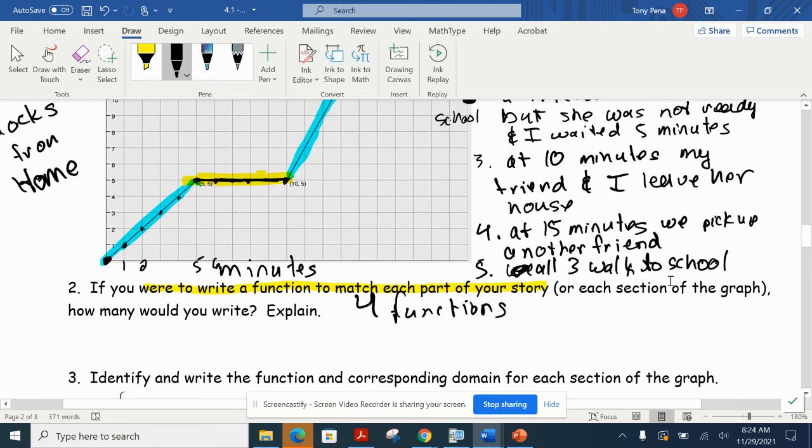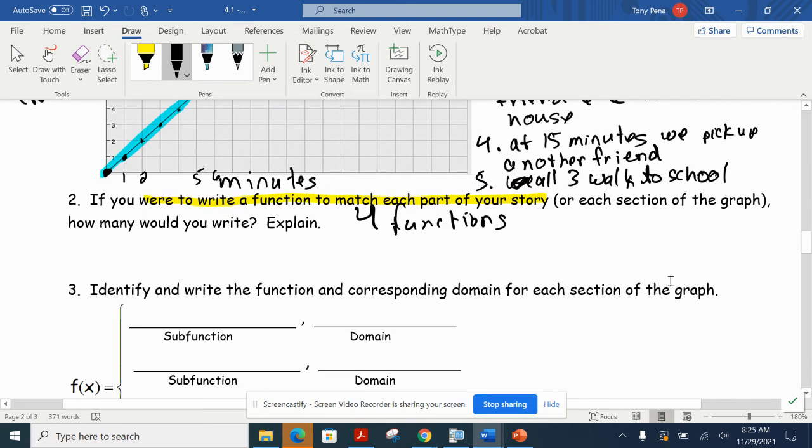All right, so then from there, that's ultimately what I want you to be able to do. So it says identify and write the function. Let's do that first. Don't worry about your domain yet. So do the first line.